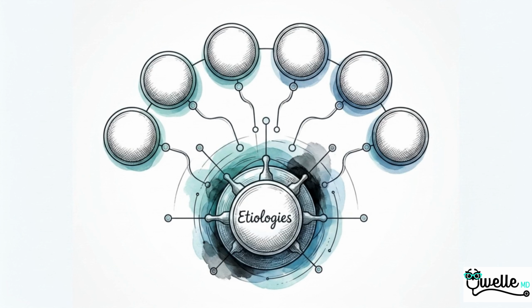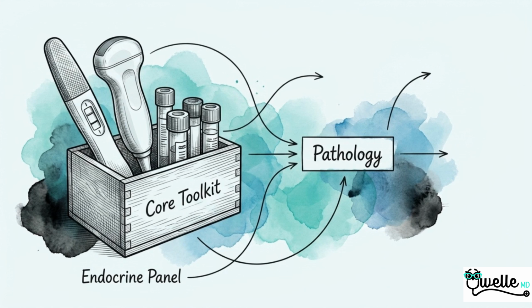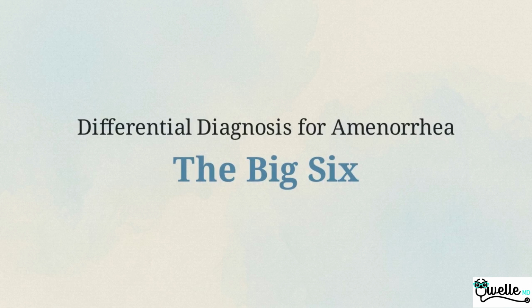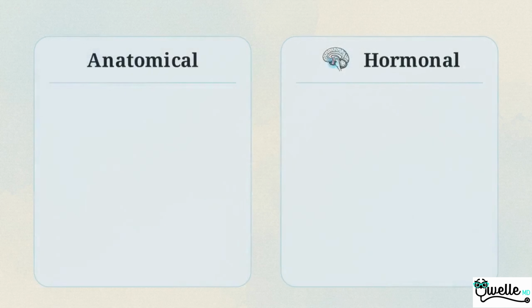Diagnosing primary and secondary amenorrhea requires a streamlined approach targeting 6 main conditions using a specific toolkit: a pregnancy test, a pelvic ultrasound, and 4 core labs: TSH, Prolactin, FSH, and Estradiol. Adopting this specific workflow replaces historic trial and error testing with a direct path, getting patients to the correct diagnosis faster. The massive differential diagnosis for amenorrhea essentially boils down to 6 target conditions.